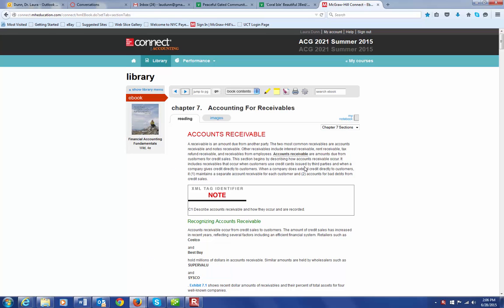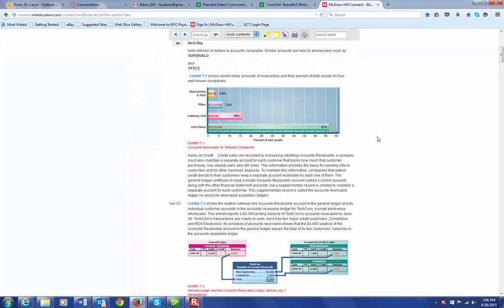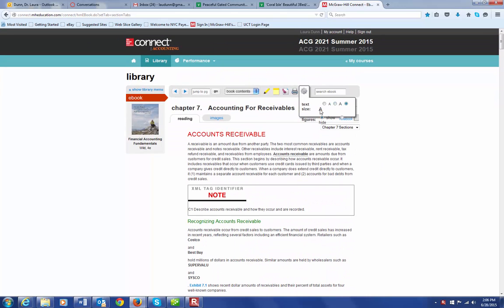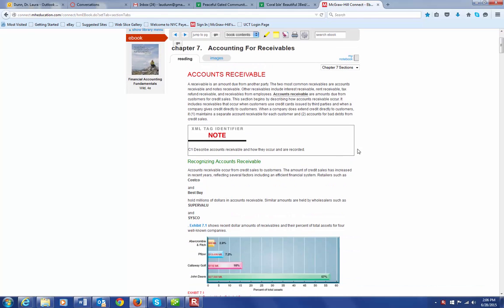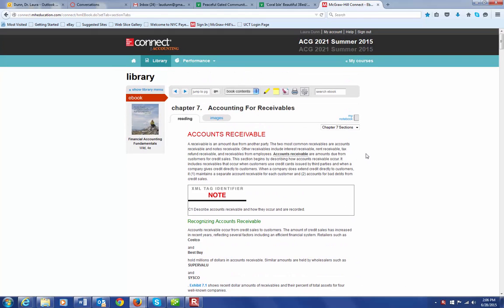As your book states here, a receivable is any amount that is due from another party, and the two most common receivables are accounts receivable and notes receivable. There are some other examples given here, but generally speaking, the two that you will see most often are accounts receivable and notes receivable.